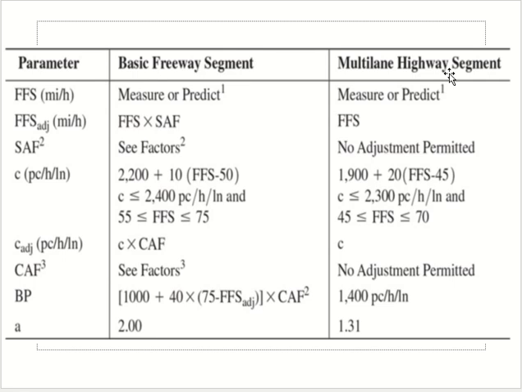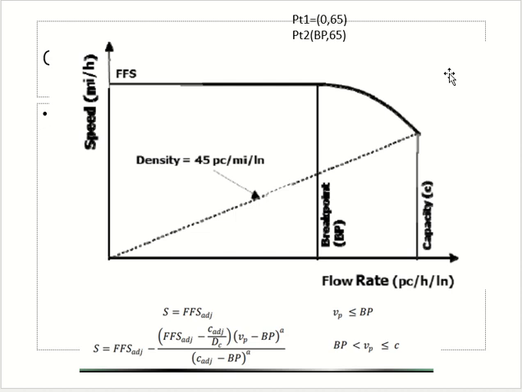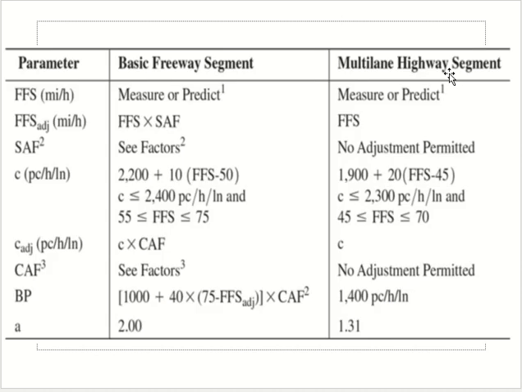If it's a freeway, this equation. If it's a multi-lane highway, this equation. Okay, so you need capacity. Capacity is taken from here. What is the next thing I need? DC. DC is critical density, which is fixed. Critical density is density at capacity, which is fixed, 45. Okay, what is BP? What is A? It's a constant, it's given here for freeway and multi-lane highway.